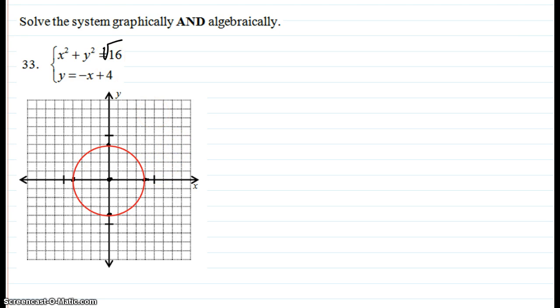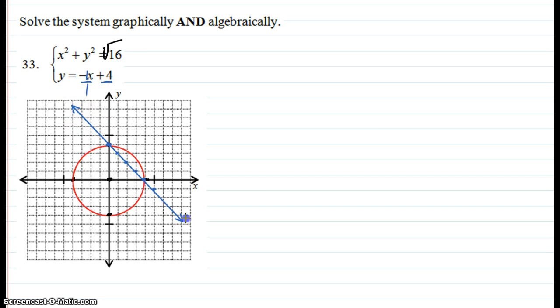Alright, now let's draw our line. So we have a y-intercept of positive 4. And so you'll notice that it touches the circle right there. And now we'll do our slope. Negative 1 over 1. So down 1 over 1, down 1 over 1. And you'll notice that it touches the circle right there. And so this is actually kind of nice because it touches the circle at nice points. And so we pretty much already know the solution.